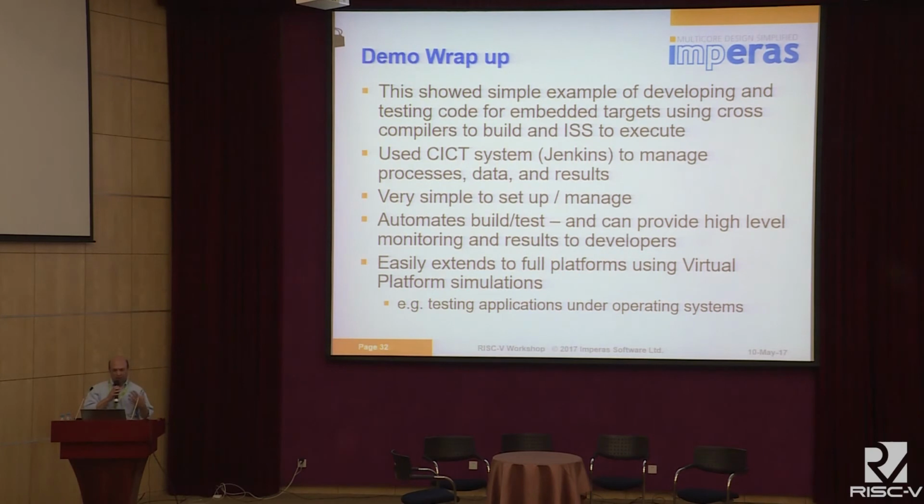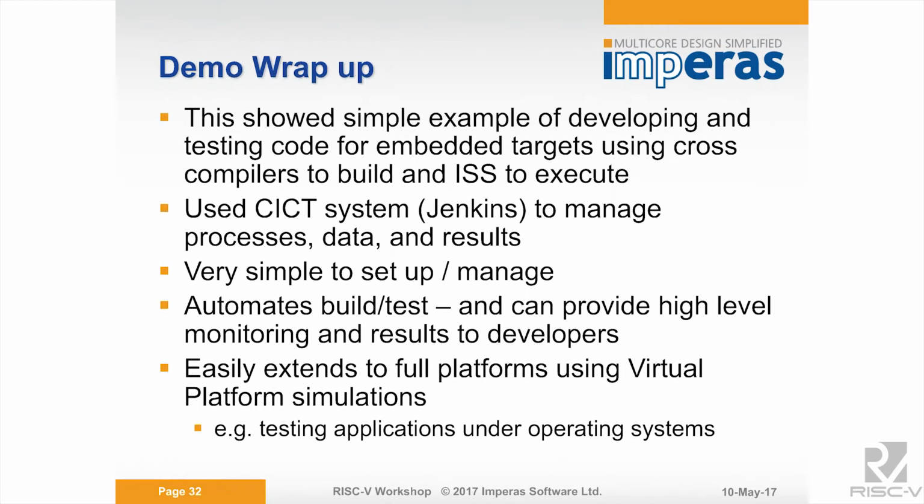So what we're talking about here in this demo is a simple example of developing and testing code for embedded targets using cross-compilers to build, and then just a simple ISS to execute. This uses Jenkins. It's actually pretty simple to set up and manage. We have our own internal system that we had developed over a number of years. Actually, switching to Jenkins took us about 3 weeks of work. So it's not that much to actually go and do. This automates building and testing, and I showed this here for an ISS, but this extends to full virtual platforms without any trouble at all.